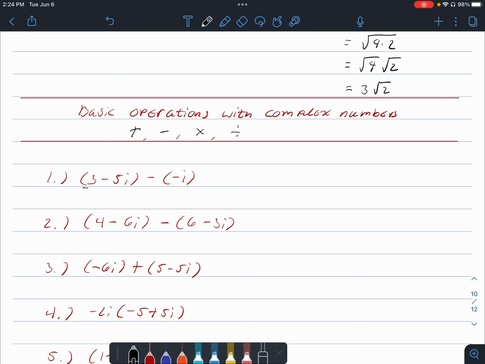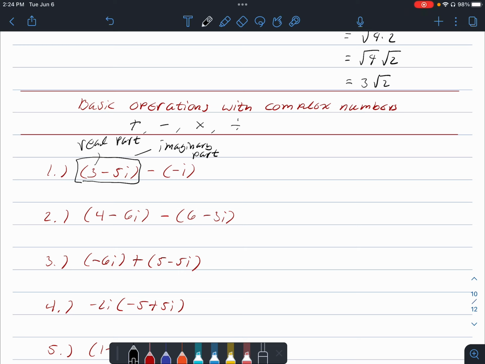So let's take a look at just this complex number here. Let's ignore the minus and negative I. We'll deal with that in just a minute. But here we look at this as a single number. We have 3 minus 5i. The real part is the 3. So 3 is the real part, and negative 5i is the imaginary part. That's just a little bit of trivia, I guess you should probably know. This is the imaginary part of the complex number.